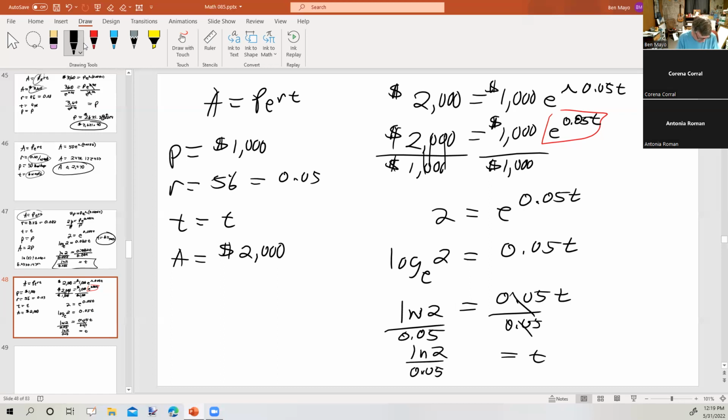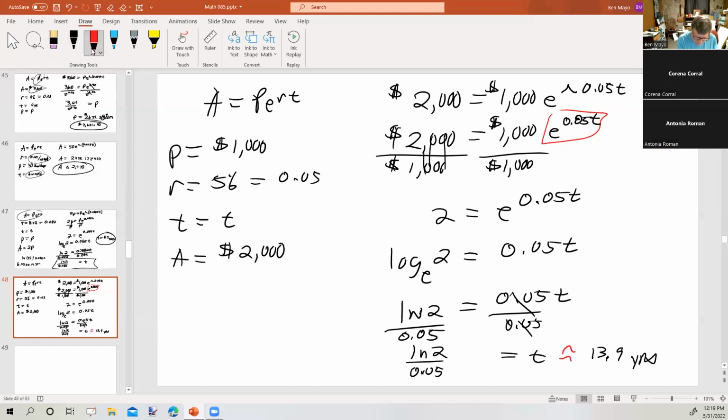We'll go to the calculator. Natural log of 2, close it up, divided by 0.05. And we get 13.86. So I'm going to go approximately 13.9. And this is years.